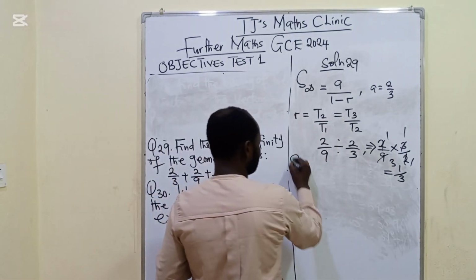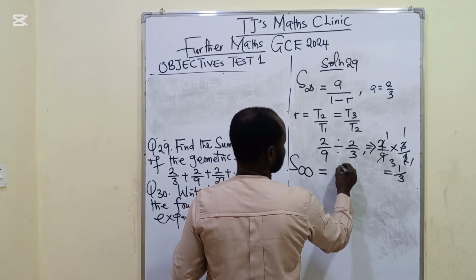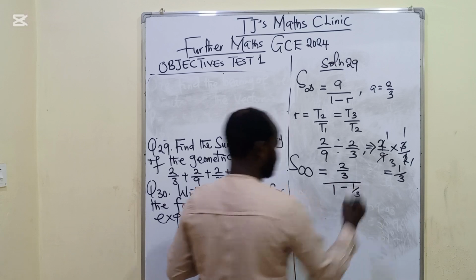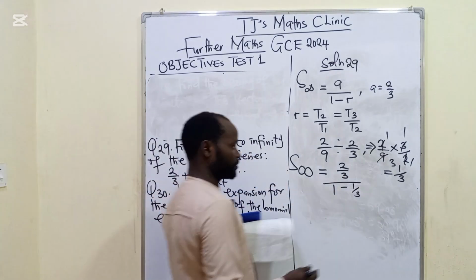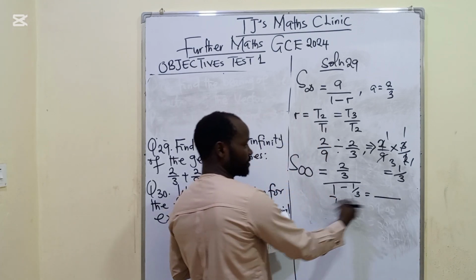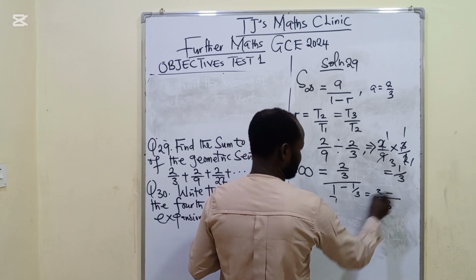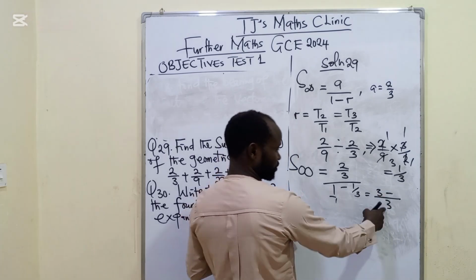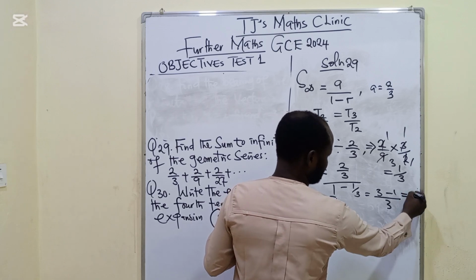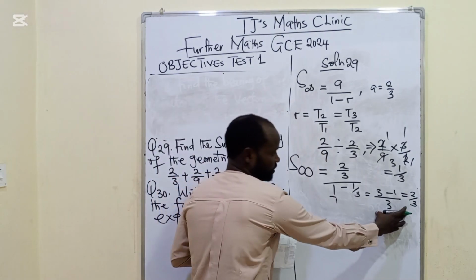Let's substitute. The sum to infinity now will be equal to A, which is 2 divided by 3, over 1 minus 1 over 3. Let's work on our denominator. This is over 1. Let's find the LCM. The LCM of 3 and 1 is 3. 3 into 1 is 3, times 1 is 3, minus 3 into 3 is 1, times 1, that is 1. So this will be 2 divided by 3. So this is what we have in the denominator.